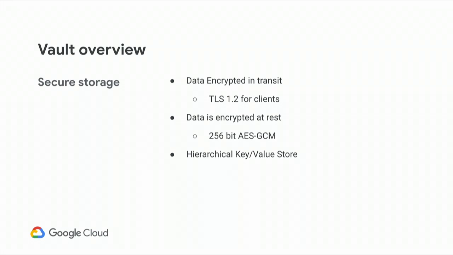Vault encrypts all of its data in transit using TLS 1.2 or, most recently, 1.3 for client authentication. The data is encrypted at rest with 256-bit AES GCM encryption, and it offers a hierarchical key value store for storing data. It's a path-based approach to storing data, and the data inside a secret is a key value pair.